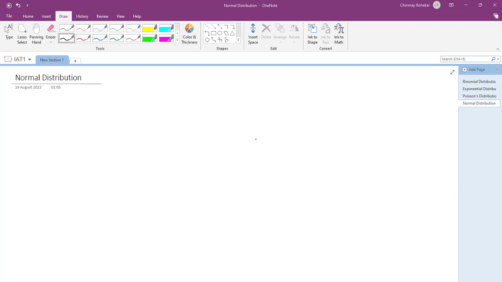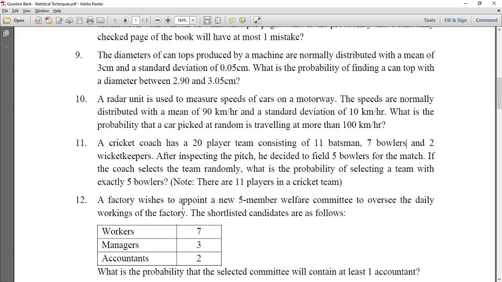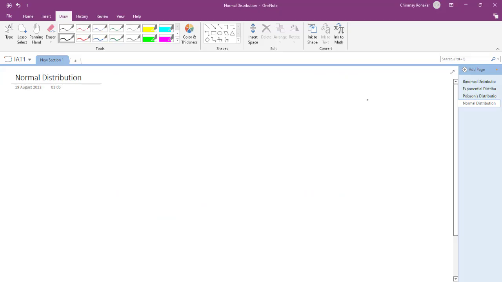So the next two questions that we have, question number 9 and 10, both questions are based on your normal distribution, also known as your Z distribution, right? Before moving to solving these sums, I would like to explain to you what normal distribution actually is.